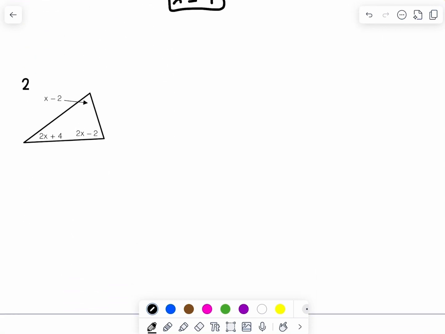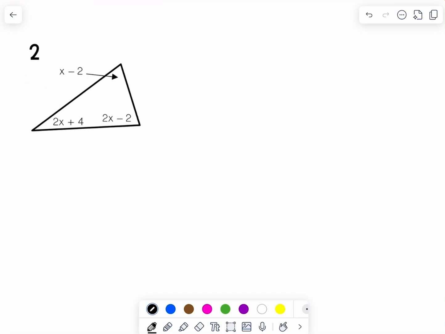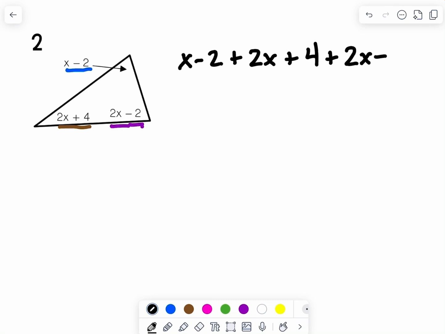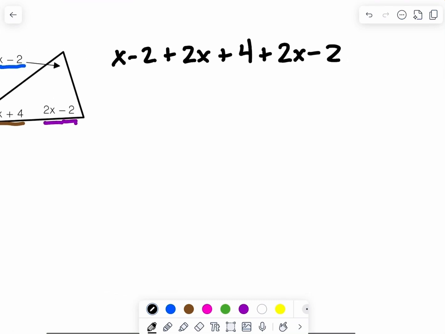So now I'm going to look at number 2, just to give you guys a little bit extra support. I want to add together every equation in this triangle and set it equal to what every triangle is equal to, 180 degrees. So I'm going to start with x minus 2, which is the first angle, plus 2x plus 4 plus 2x minus 2, and then we're going to set it equal to, you already know, 180. Then I'm going to combine like terms and solve.